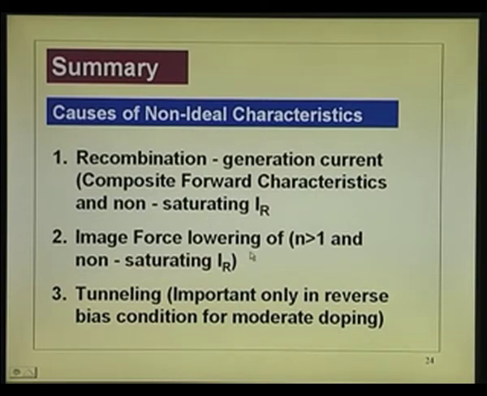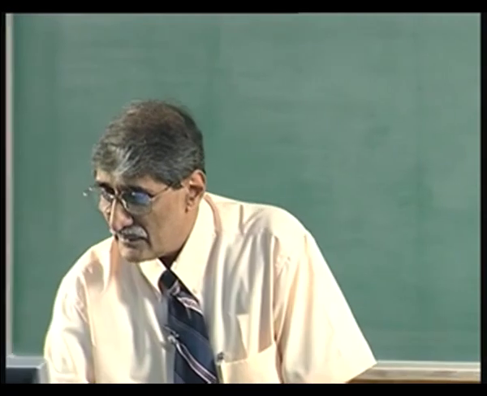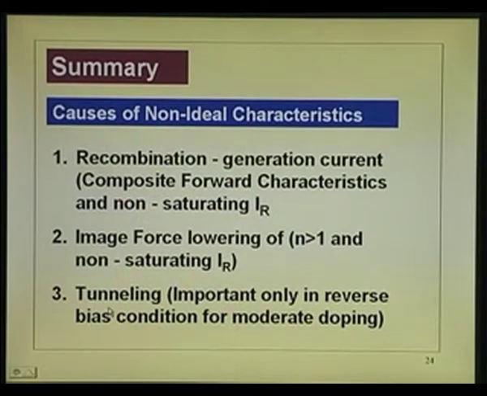Image force lowering makes ideality factor n greater than 1, not too much more than 1, 1.05, 1.04 in that order, and reverse saturation current will not saturate. It will become worse due to quantum mechanical tunneling, because that comes up if field crowding is present. Peak electric field goes up with reverse bias. So, that is why it is important only in the reverse bias conditions. So, both the things together are very important in the reverse bias direction. That is what I am trying to point out.